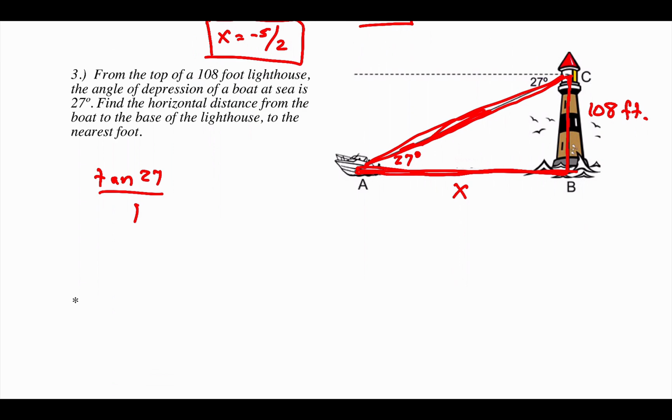Tangent of 27 over 1 equals opposite leg over adjacent leg. So the leg that's opposite is the 108. The leg that's adjacent is the x. And now we're right back to, again, we've solved proportion after proportion after proportion. Cross multiply, we get x times the tangent of 27 equals 108 when we multiply the other diagonal. And now to get x by itself, we've got to divide out the tangent of 27.